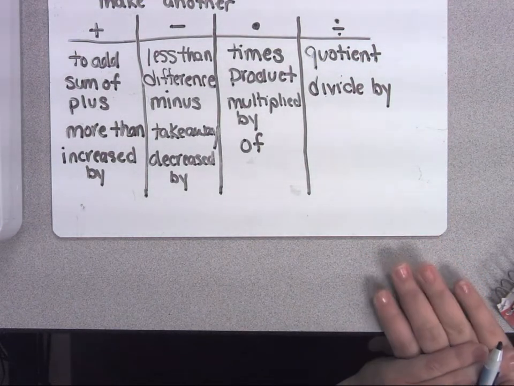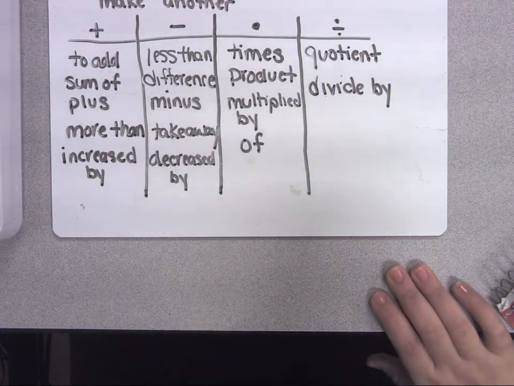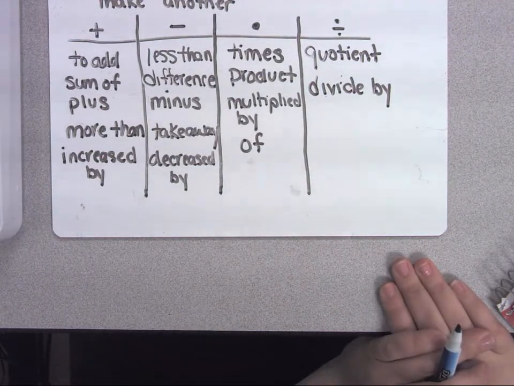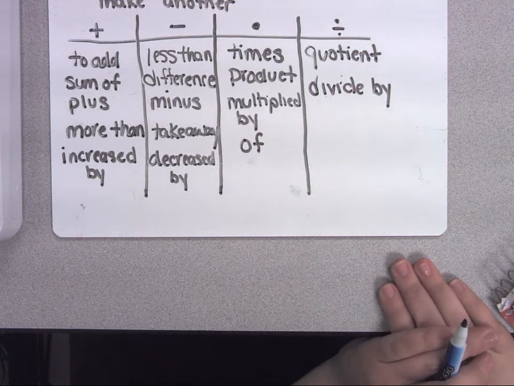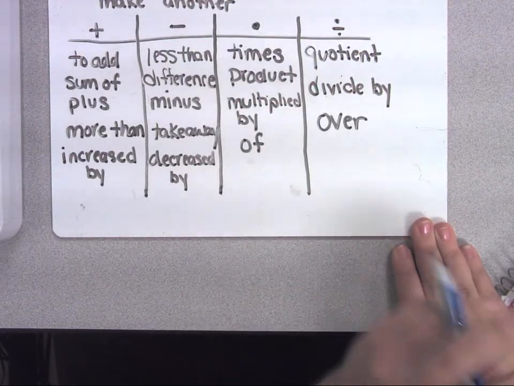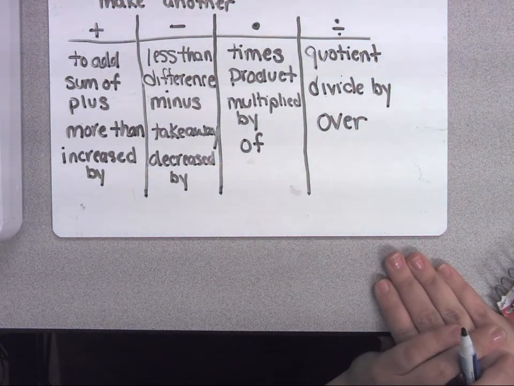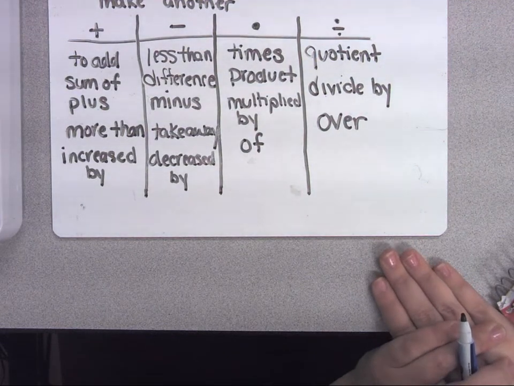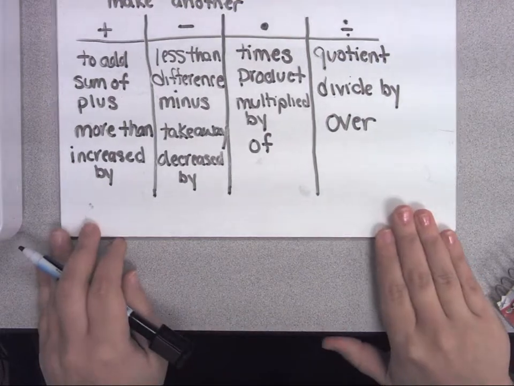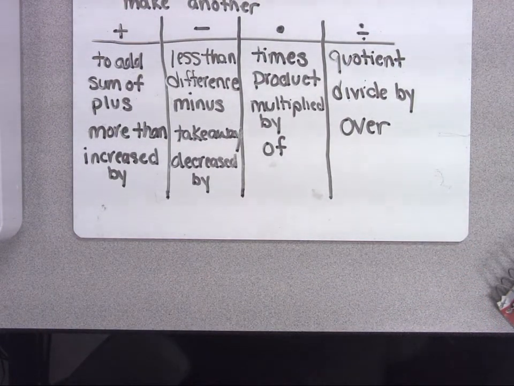How can you describe a fraction? If I had an x on top and a 6 on the bottom, how could we describe that? What word would we use to describe it? Over, correct. You can use the word over to describe division. These are the main ones, and now we're going to use these words and make sentences from them.